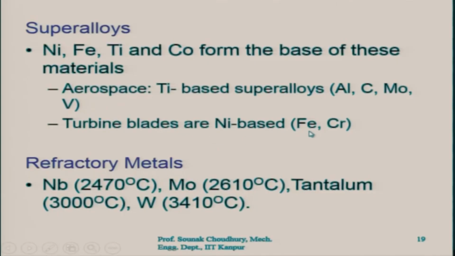Turbine blades are mostly nickel based along with the ferrous and the chromium. So, these are the super alloys which have superior properties that are required and used particularly in the aerospace industries, because turbines mostly are used in aircraft, all the motor engines, you understand that, and there the super alloys are used for making the blades, making the housing and so on.